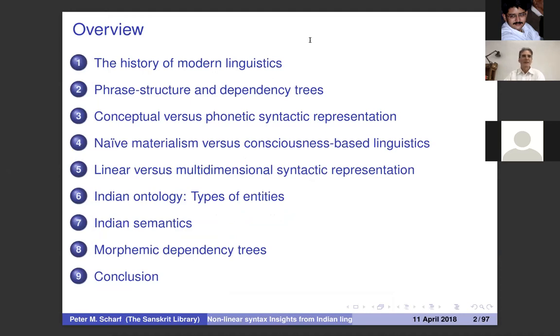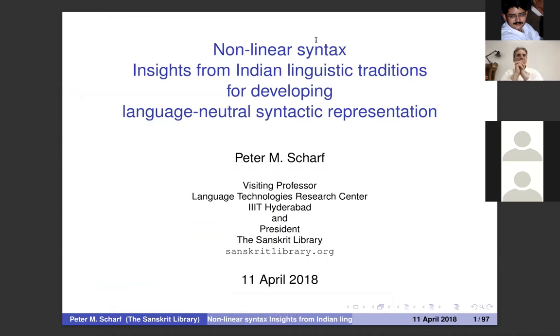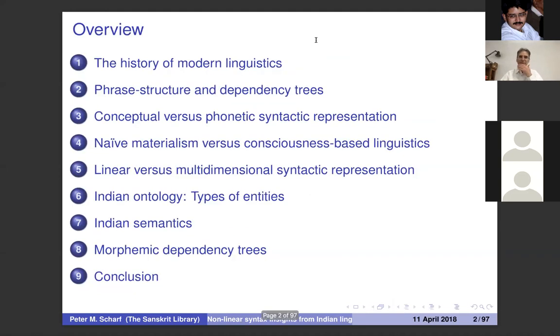Yes. Okay, so I'm talking about non-linear syntax: insights from Indian linguistic traditions for developing language-neutral syntactic representation. We'll cover a number of topics, and I'll try to do it quickly within half an hour. First of all, a little bit about the history of modern linguistics and how they have used phrase structure and dependency trees, but usually only to represent speech forms.